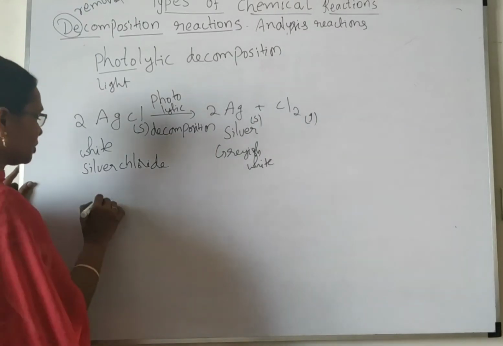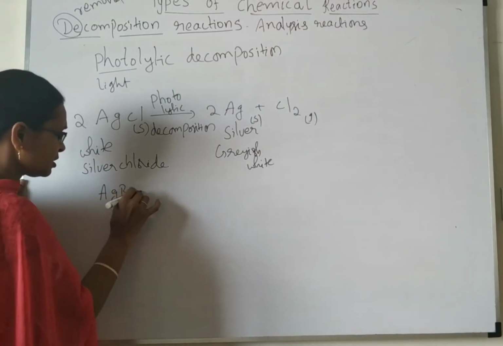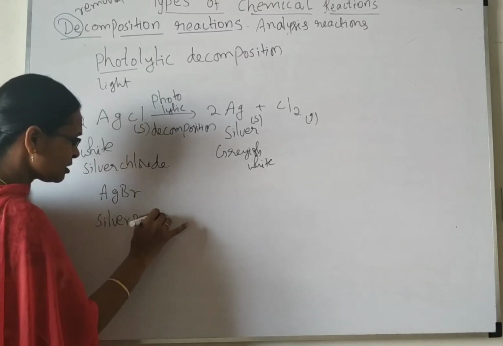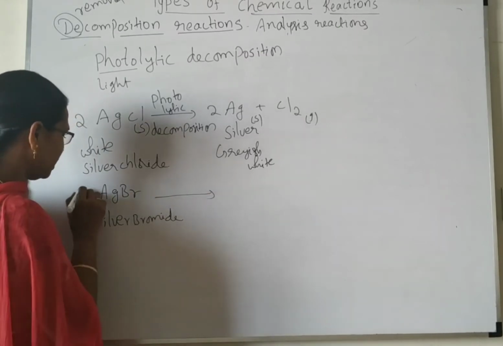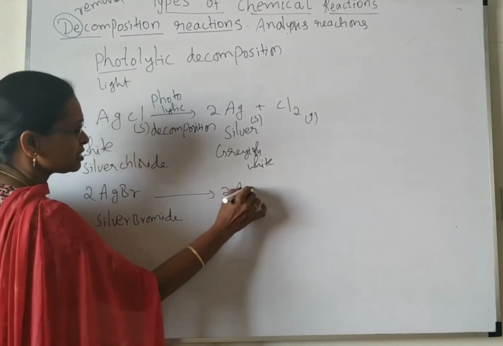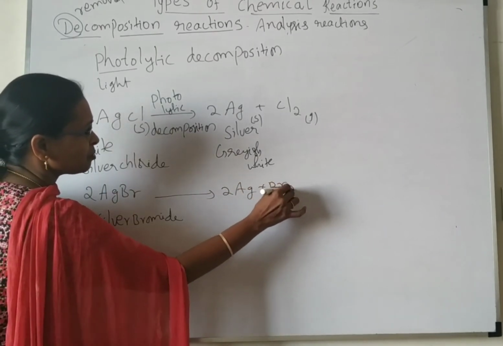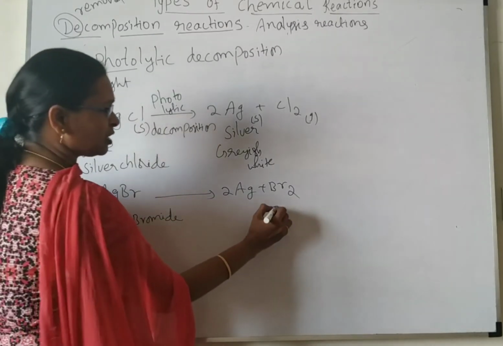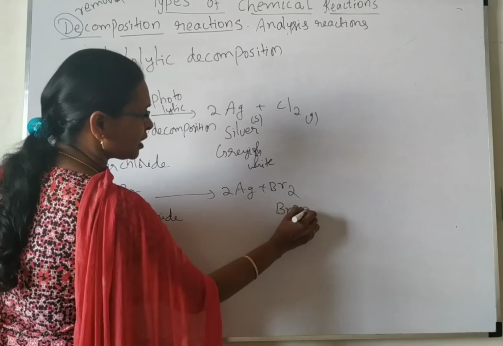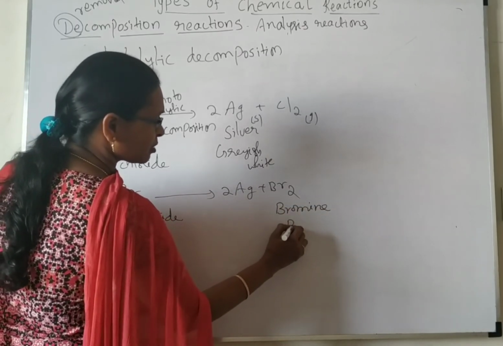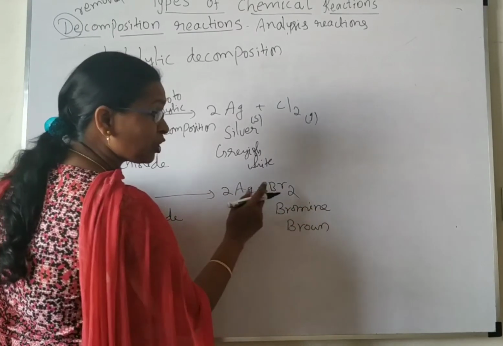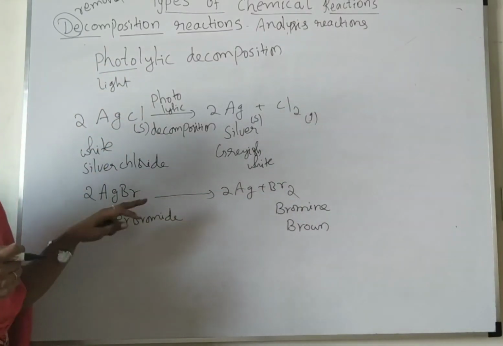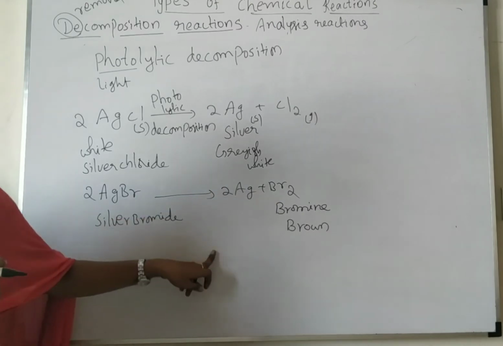Even if you take AgBr, silver bromide. Silver bromide on photolytic decomposition gives Ag plus Br2. This is liquid bromine, brown in color. The only non-metallic element present in liquid form is bromine. And again here, the silver is grayish white.